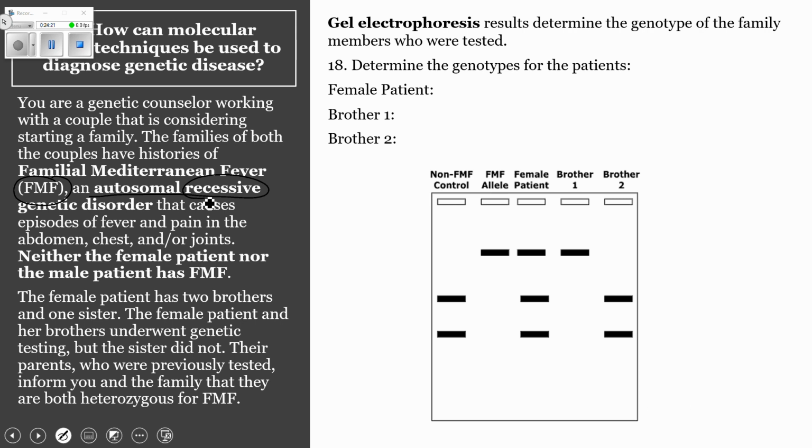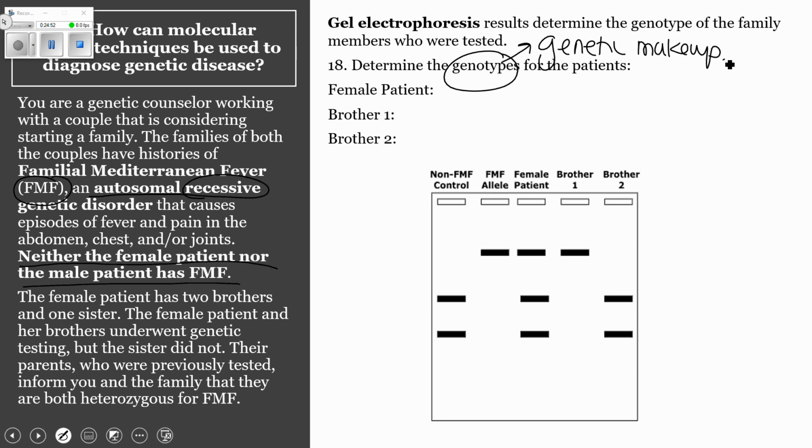Moving down to the bottom, it also is telling us that the female patient and the male patient do not have this disease. Now, just because they don't have the disease does not mean that they are not a carrier for the disease. It goes on to say that they did testing on brother 1 and brother 2, and we have to figure out what their genotype is. Remember, a genotype is referring to the genetic makeup. And they give us 2 controls.